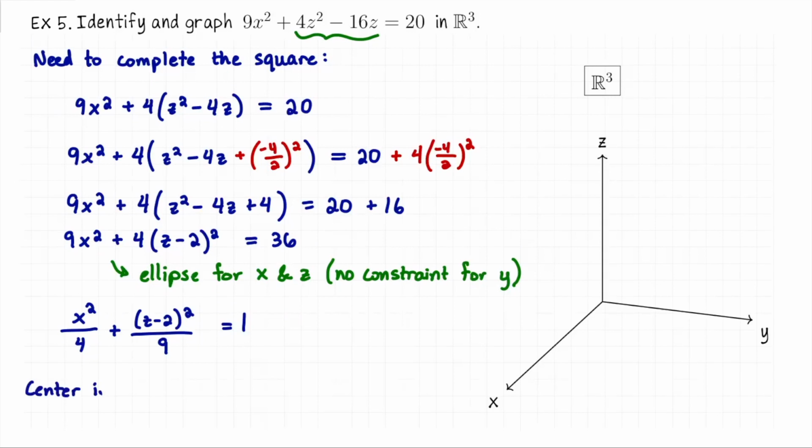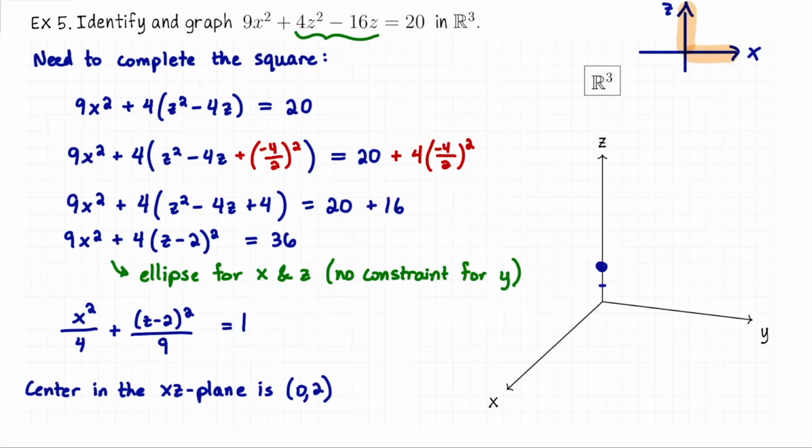Okay, the center for this ellipse in the xz plane is 0, 2. So that's happening there. You have to be careful whenever you're thinking in the xz plane, because if I just sketch the xz plane at the top, then notice this is the positive part of the x-axis and this is the positive part of the z-axis, then it kind of flips when you move over to R3. So we've got here and here. So you have to look at the xz plane from a different angle.